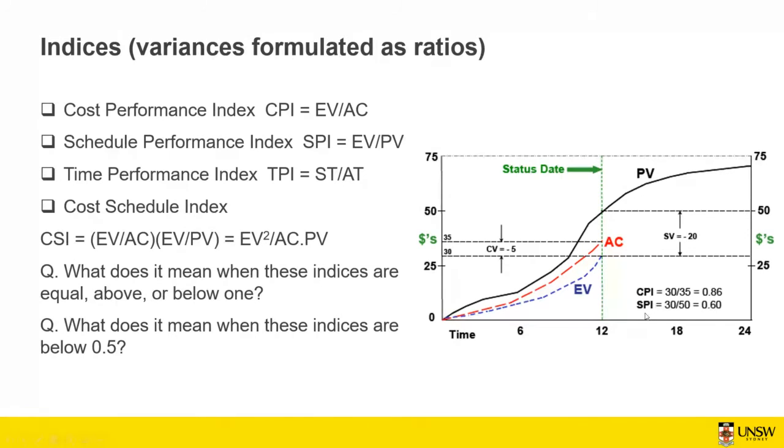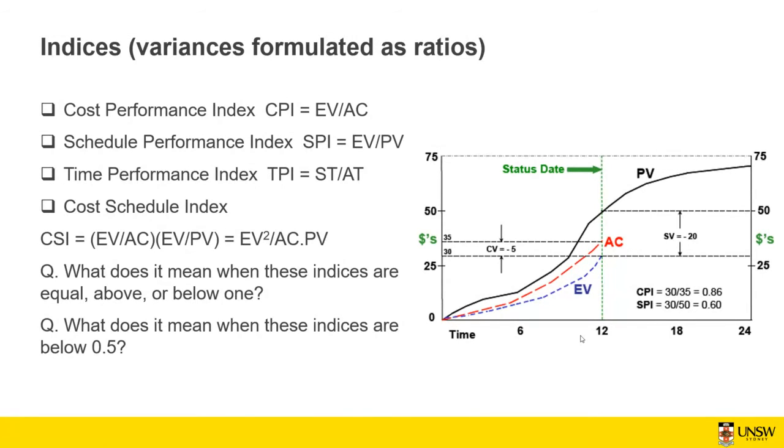But on the other hand, your SPI, which is your earned value divided by the planned value. Earned value is 30, but your planned value after 12 months should be 50K, which means your SPI is 0.6. So 0.6 means that after 12 months, you haven't done much. Only 60% of the tasks that were supposed to be completed after 12 months are done. So you're way behind schedule.